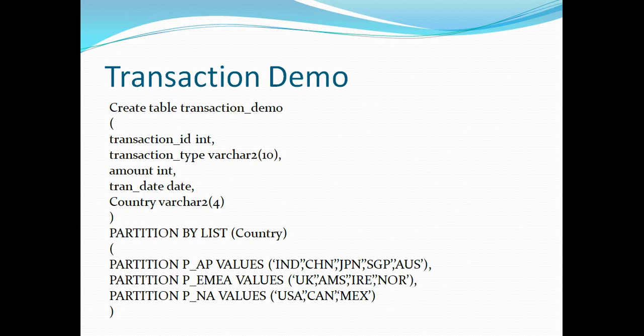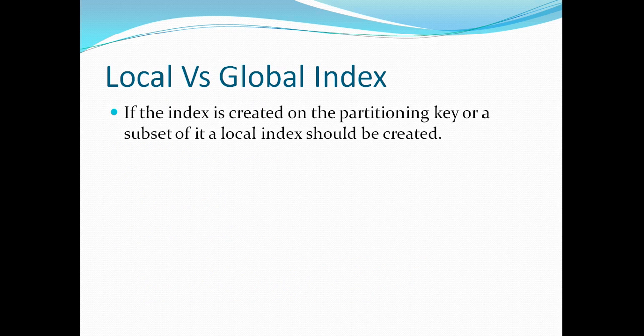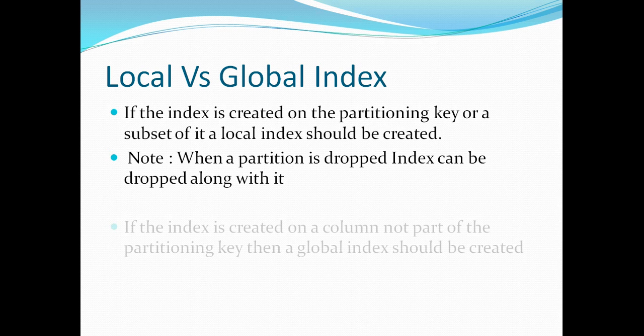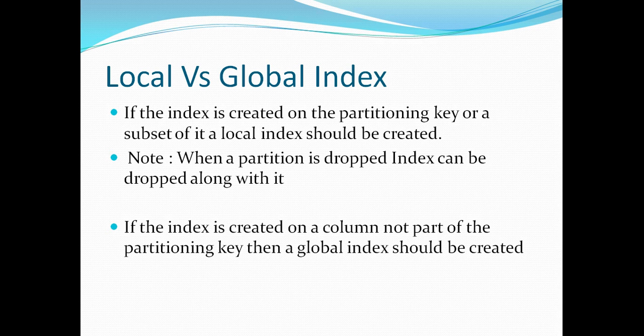And if I want to create an index on transaction ID or transaction date, then that particular index will be a global index. So the basic rule is, if the index is created on the partitioning key or a subset of it, a local index should be created. When we drop the partition, the local index can be easily dropped along with it. But if we are creating an index on a column that is not part of the partitioning key, like in our case transaction ID or transaction date, then a global index should be created.